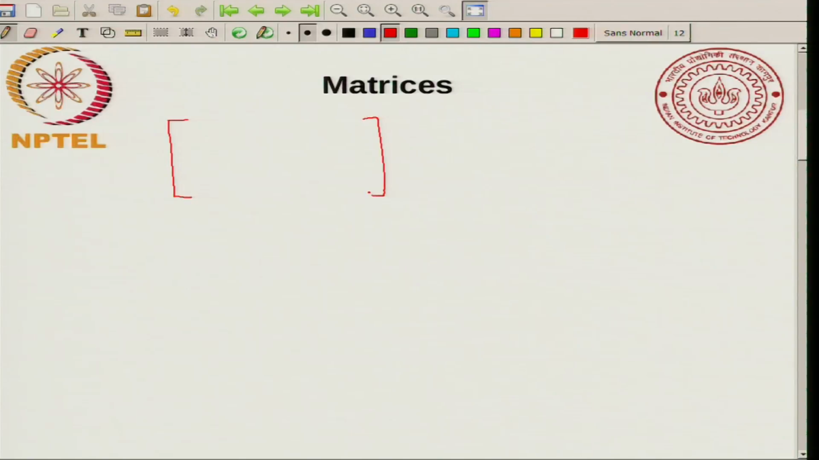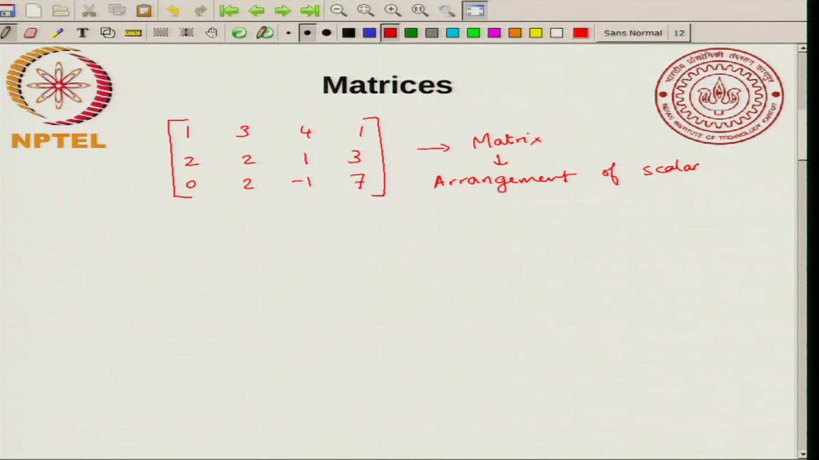So, for example, you could have a matrix like 1 3 4 1 2 2 1 3 0 2 minus 1 7. This is an arrangement of scalars and this is referred to as a matrix. So, we can say that a matrix is an arrangement of scalars into rows and columns. A matrix has to be, in general, a rectangular object.